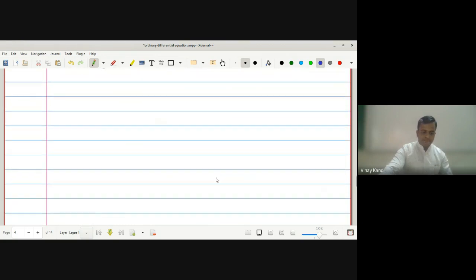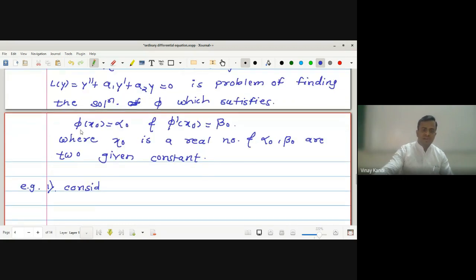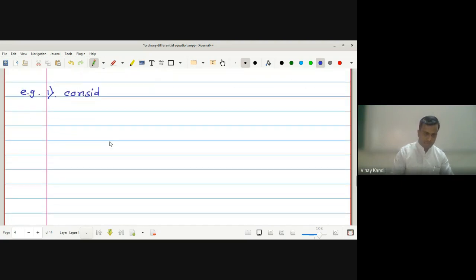Look here. Now first, you will understand when we take an example. Consider the equation. Using these two equations, phi of x naught and phi dash of x naught, find the values of the two constants c1 and c2, and putting those c1 and c2 in the original equation phi. Consider the equation y double dash plus y dash minus 6y is equal to 0.